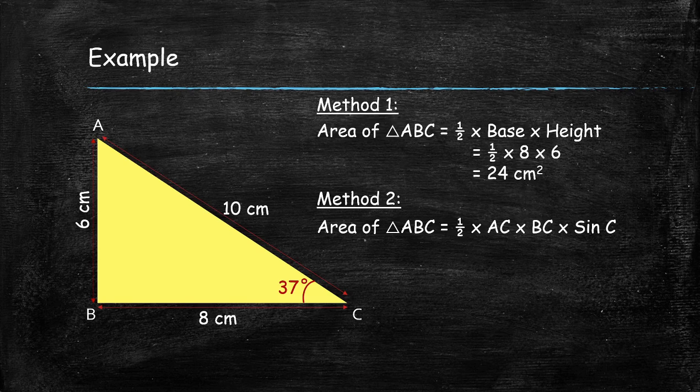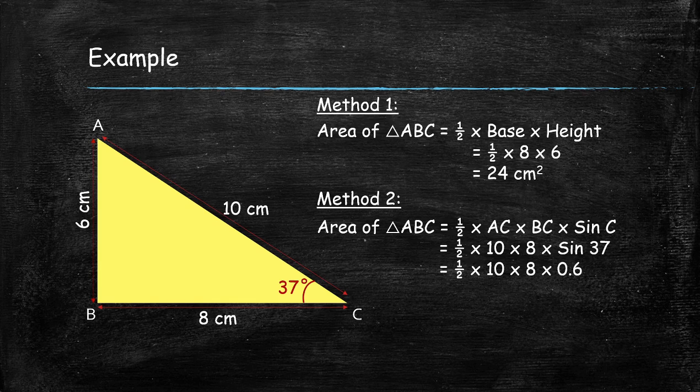So in this case, the sides enclosing are 10 and 8 cm, and the angle C is 37 degrees. So half into 10 into 8 into sine 37. Sine 37 is approximately 0.6. So half into 10 into 8 into 0.6.